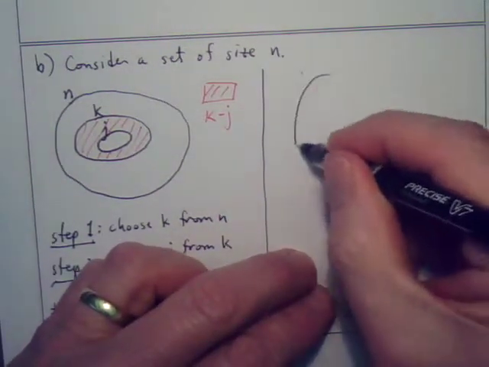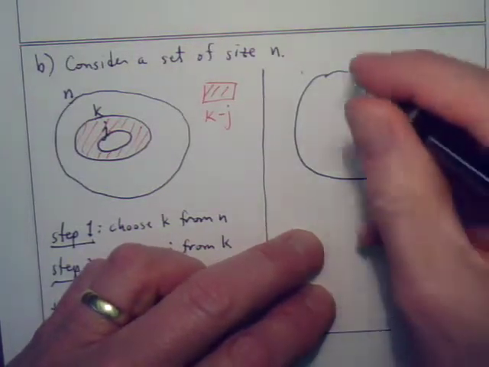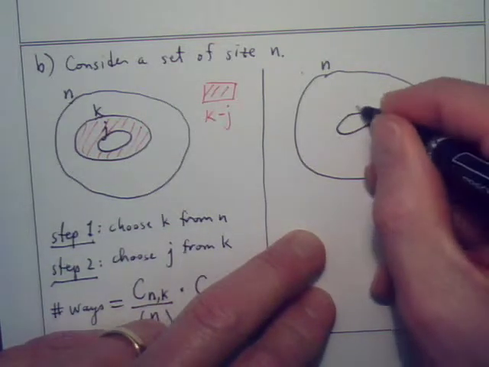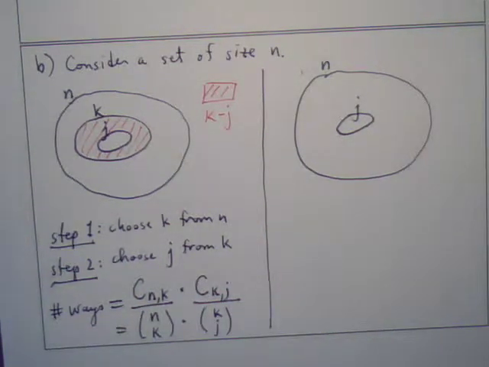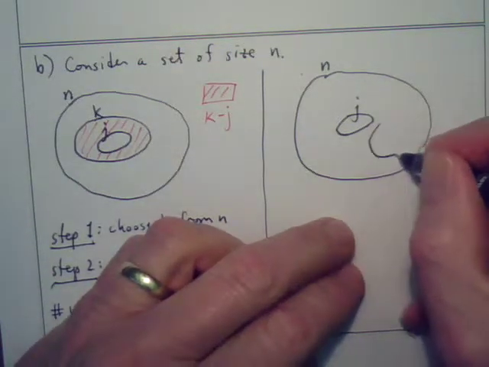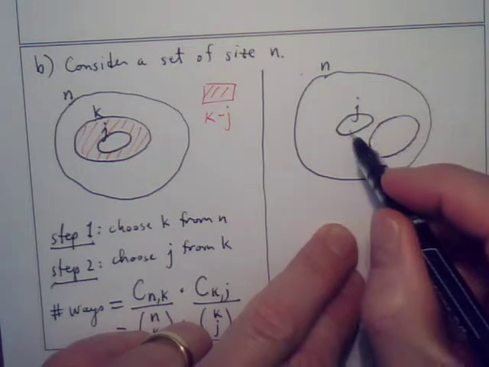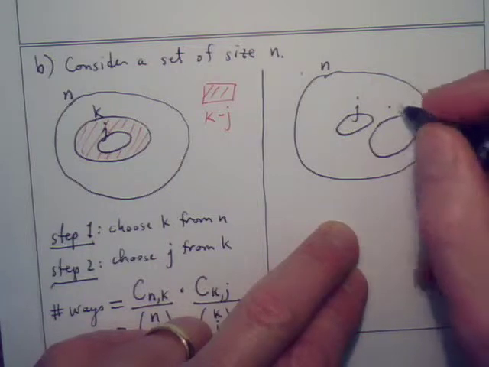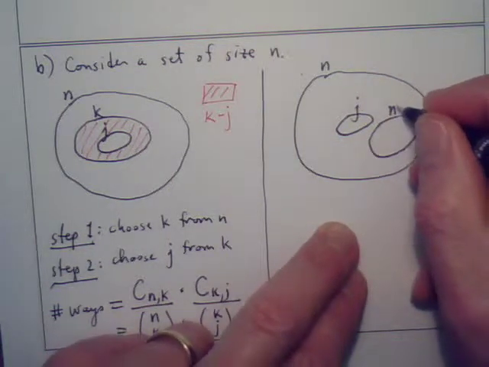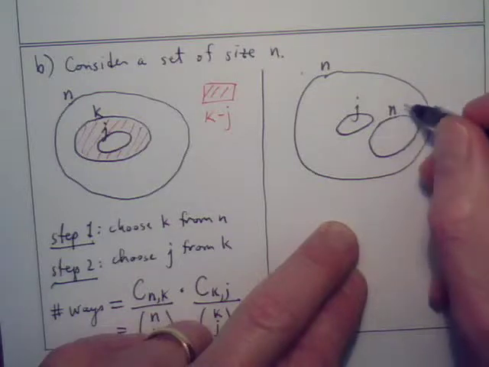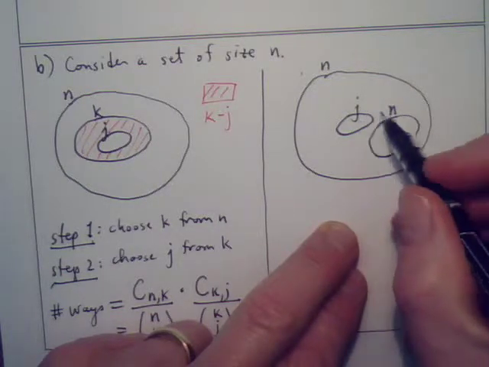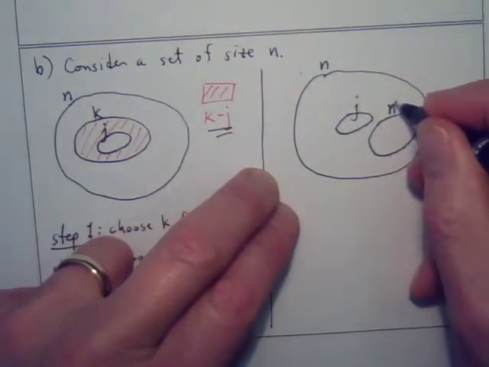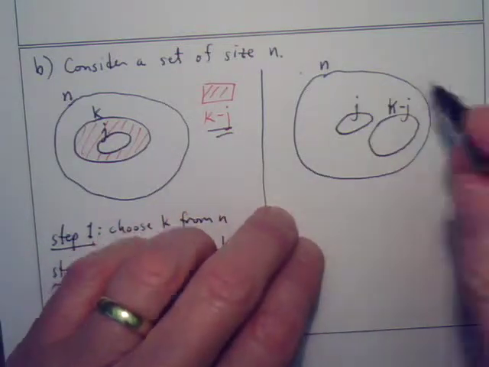And so what I'm going to do, and the picture will come out looking a little bit different, but you'll see it's the same thing. I'm going to start with my set of n elements, and then I'm going to choose from that a set of size j. And then I'm going to choose out of the remaining n minus j elements. I'm going to choose j first, and then how many are left? And then I'm going to choose k minus j out of the remaining elements.